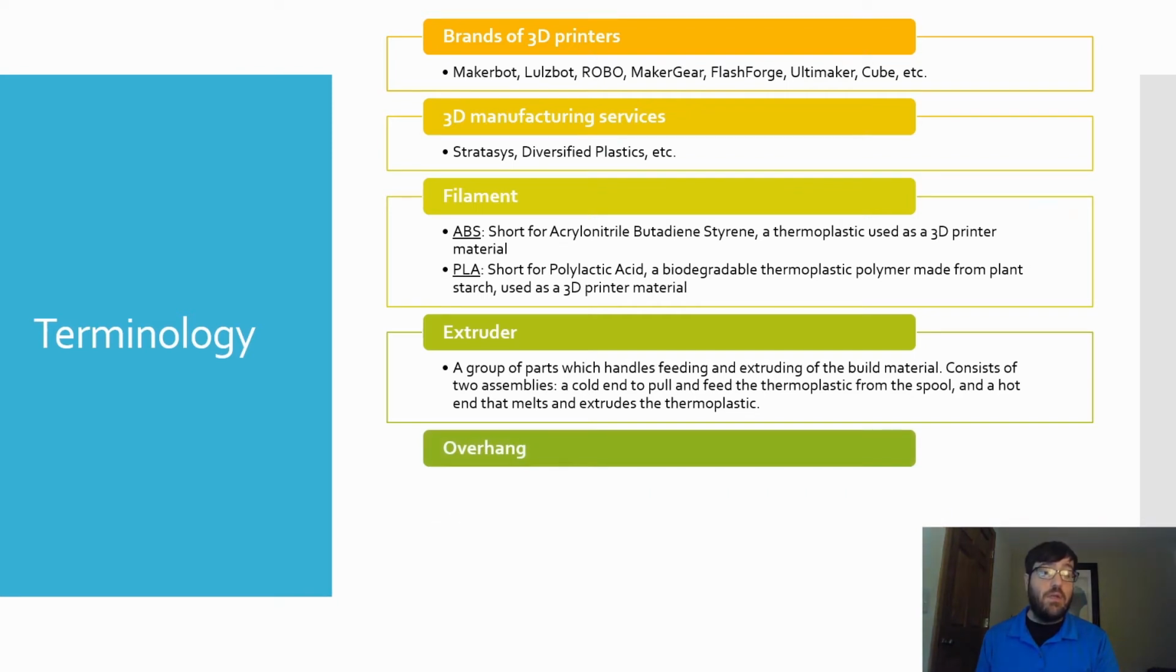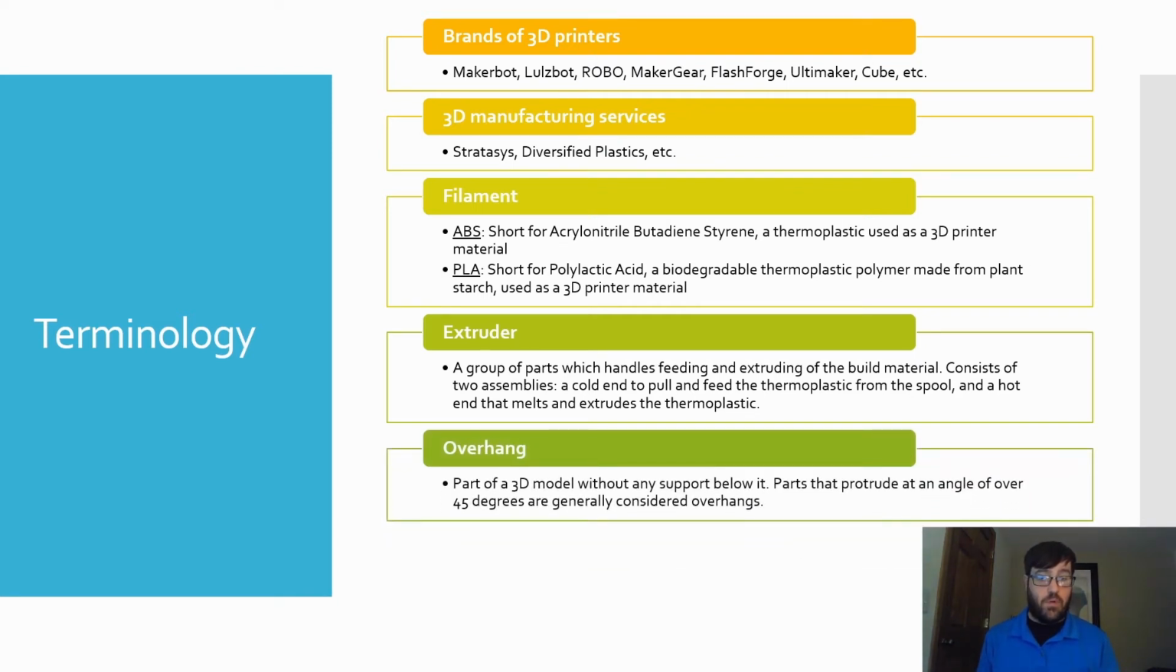Overhang. This is very important when you're designing your prints. An overhang is a part of a 3D model without any support below it. Parts that protrude at an angle of over 45 degrees are generally considered overhangs. So you have to think about how something moldable works. If you're melting this plastic, it has to reharden. So when it comes out of the extruder, it's going to be malleable. It's going to be a little bit soft for a couple of seconds. It takes a little while for it to reharden.